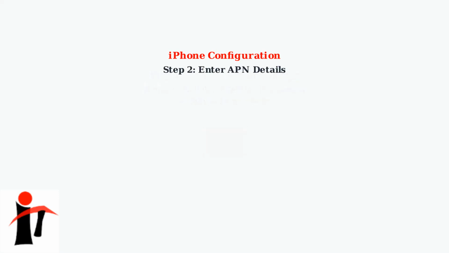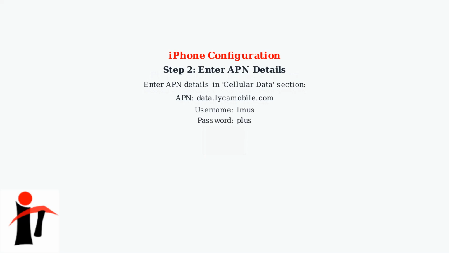In the Cellular Data Network screen, enter the same APN details in the Cellular Data section. Use the same values, data.lycamobile.com for APN, LMUse for username, and plus for password. This shows the iPhone Cellular Data Network configuration screen. Enter your APN details in the Cellular Data section as shown.